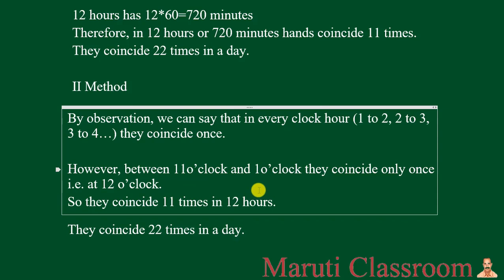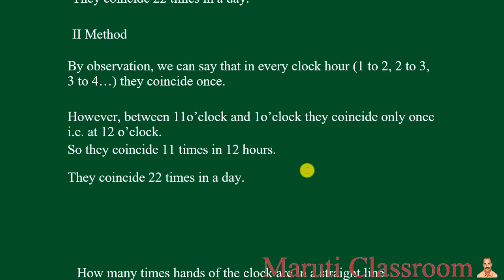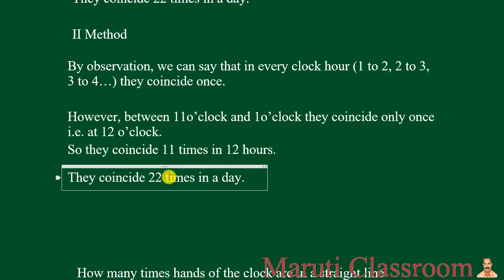So in the first 12 hours they coincide 11 times, and in the next 12 hours the same thing happens. So in 24 hours they coincide 11 plus 11, 22 times. They coincide 22 times in a day or 24 hours.